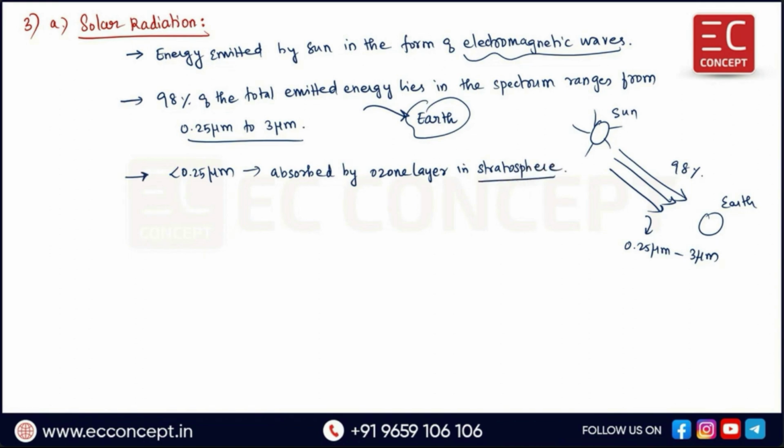Okay, see, some other frequency, other wavelength, other ranges of the electromagnetic spectrum, those waves will not reach. Maybe 1% or 2% may come, but the maximum energy lies in the spectrum range of 0.25 micrometer to 3 micrometer. So we can look at that in detail.